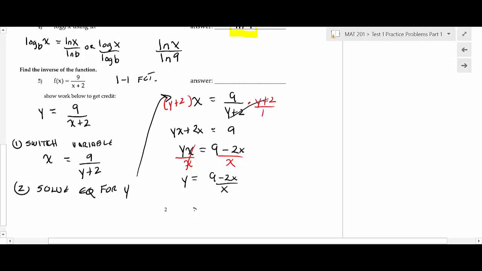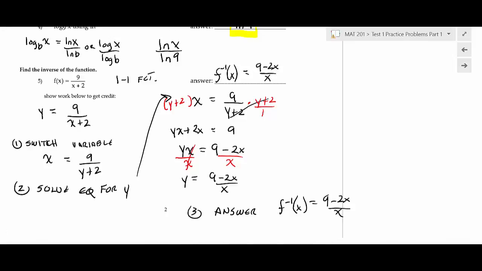Okay, and then the last step is you just want to write the answer. You want to say f inverse of x is equal to 9 minus 2x over x, like that. So I'm going to write this answer as f inverse of x is equal to 9 minus 2x over x. Okay, there is a way to tell you're right on this problem.